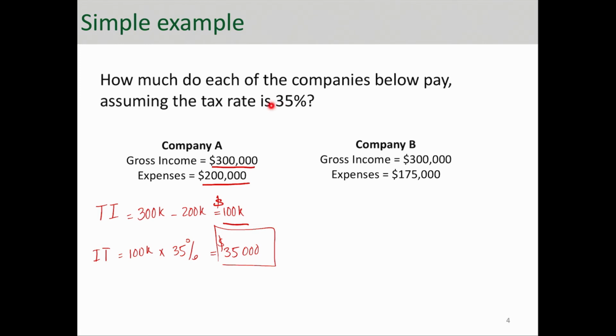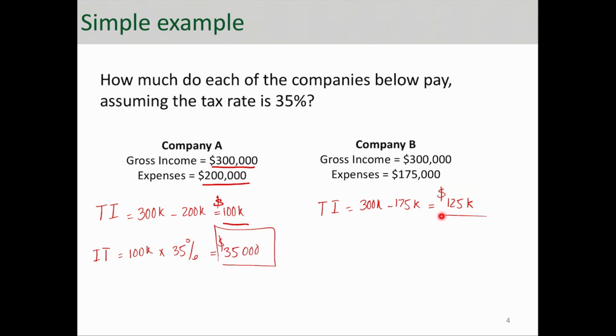But the tax rate or tax bracket for this company was 35%. Because of the deductions that they were able to use, they ended up paying a lot less than 35% on their income. Now let's take a look at company B. We have a gross income of $300,000, and the expenses is a little less than company A. So we can say that the taxable income for company B is going to be larger. It's going to be $300,000 minus $175,000, which is $125,000.